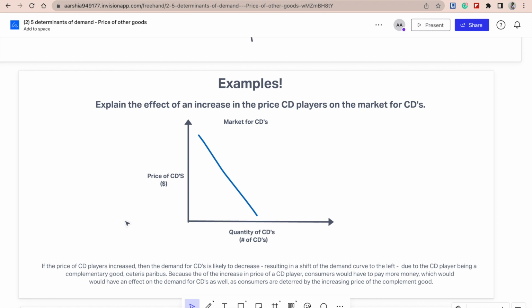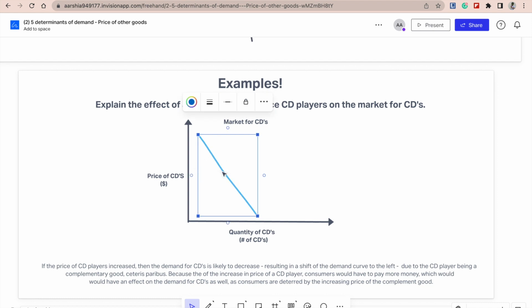So let us establish, what is the relationship between the CD players and the CDs? Well, we can assume that CD players would be a complementary good to CDs, because in order to be able to use the CDs, you need a CD player. And here it says that there would be an increase in the price of CD players. So if we remember what we learned, an increase in the price of a complementary good results in a decrease in the demand for good X. So an increase in the price of CD players would result in a decrease in the demand for CDs. So graphically, the demand curve for CDs would shift to the left.